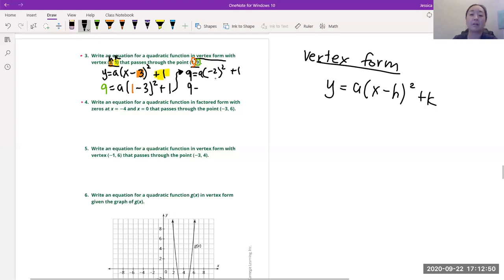Because actually, what is that? Negative 2 squared, which is going to be 4. So I'm just going to put the 4 in front. So that equals 4a plus 1. What do I do from there?